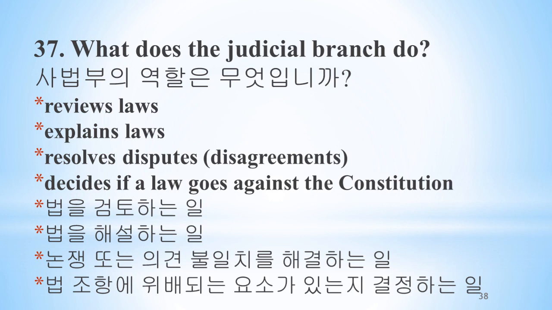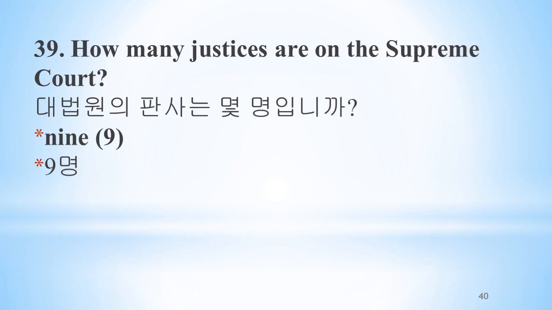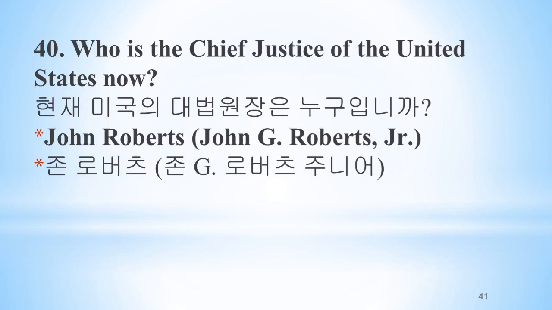What does the judicial branch do? Reviews laws, explains laws, resolves disputes or disagreements, decides if a law goes against the Constitution. What is the highest court in the United States? The Supreme Court. How many justices are on the Supreme Court? 9. Who is the Chief Justice of the United States now? John G. Roberts, Jr.